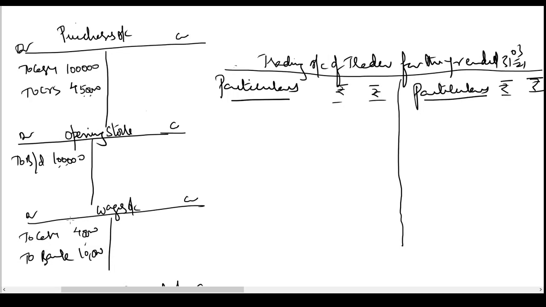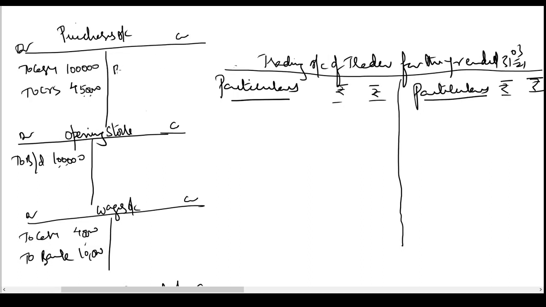It is very simple. I'll go to the purchase account. This account has to be closed by the end of the year because this is a nominal account. How do you close the account? You have to balance the account. That means both the sides should become equal, only then this account will get closed. So what we do is we transfer the amount in this account to the trading account.